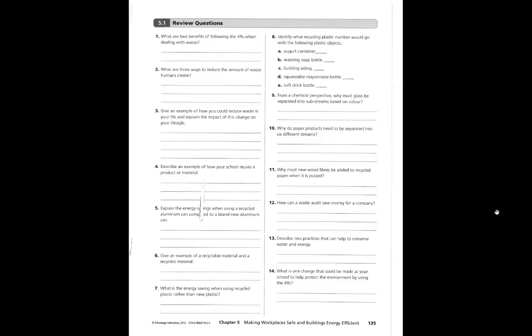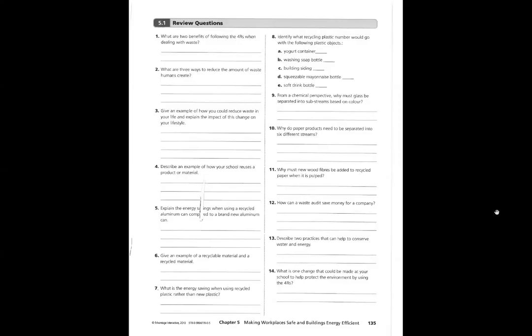Number 6, give an example of a recyclable material and a recycled material. There was a good chart that we looked at way at the beginning here, on page 130. It talks about recyclable materials there. In this particular one, it was plastics. And then they looked at what recycled materials were then produced. So you want to give one of each of those. Question number 6 is worth 2 marks.